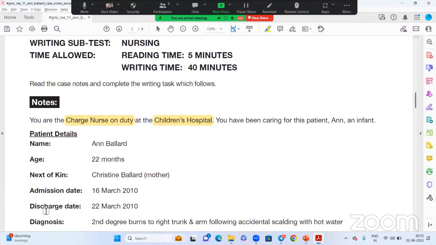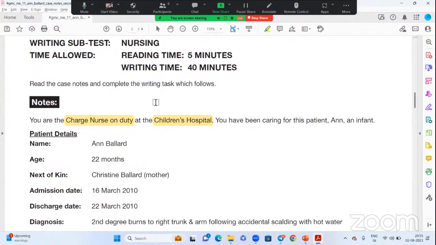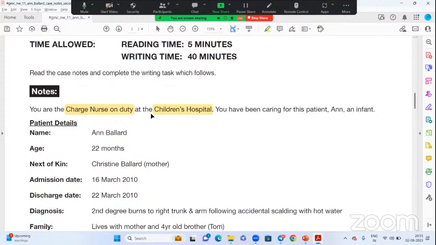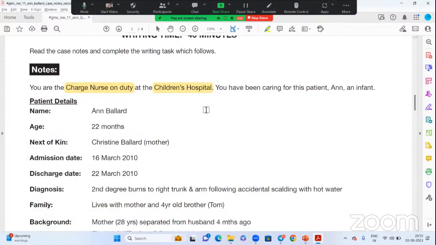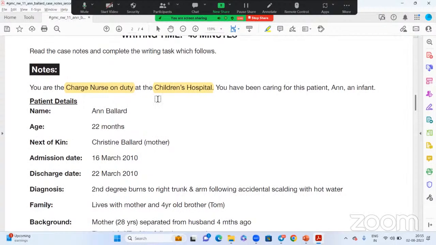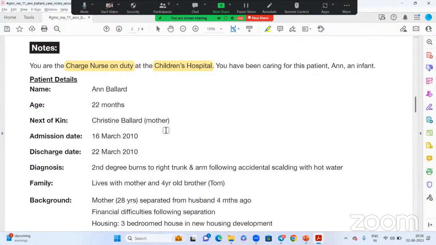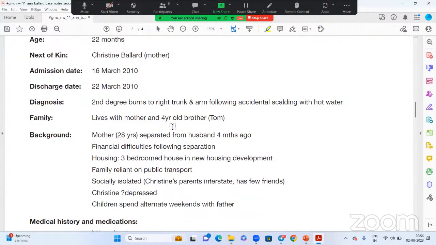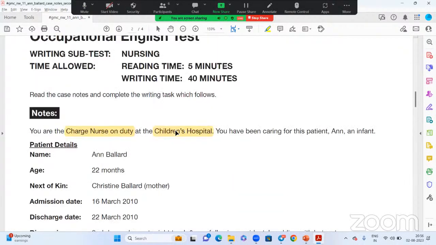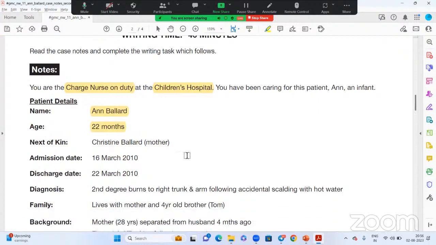And admission date and discharge date. So it is an inpatient ward, or emergency ward if necessary. Whatever ward, post-operative ward or inpatient ward, according to the letter. Now let us see here. I'm taking all the important information. The name of the patient is Anne Ballard and age is 22 months.